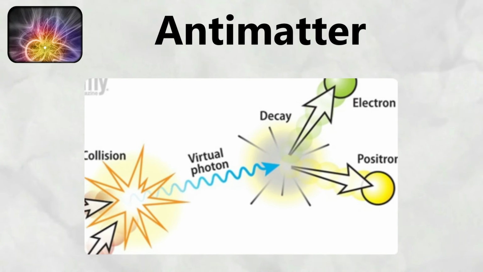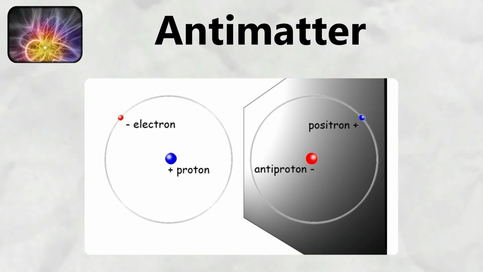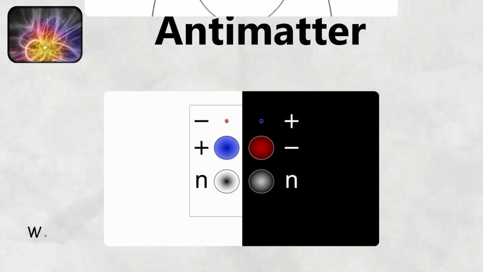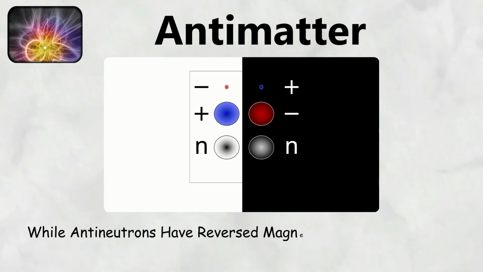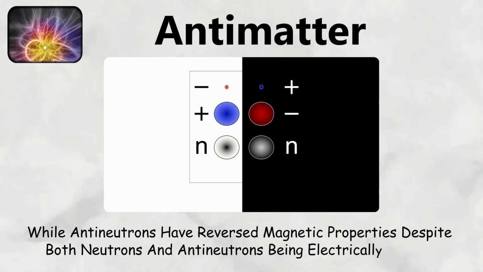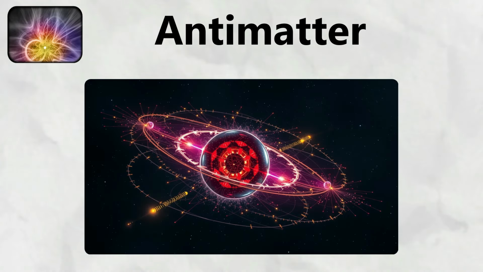The antiparticle of an electron is called a positron, which carries a positive electric charge instead of the electron's negative charge. Antiprotons have negative electric charge compared to the positive charge of ordinary protons, while antineutrons have reversed magnetic properties, despite both neutrons and antineutrons being electrically neutral. These antiparticles can combine to form antiatoms, with positrons orbiting around antinuclei made of antiprotons and antineutrons.